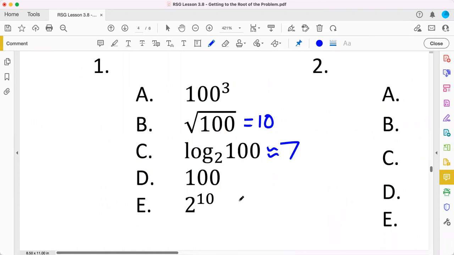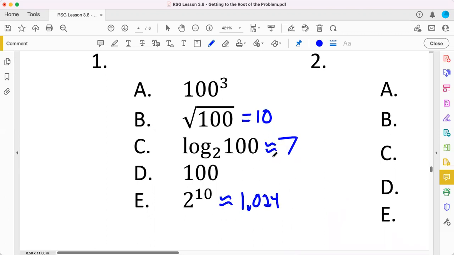100 is 100. And just because I know this, 2 to the 10th power is 1024. So from least to greatest, let's do this. 7's obviously the lowest. Then we're going to hit 10, which is B. We're going to then hit D, which is 100. And then we hit these large exponents, so E and then A. So in that order, from least to greatest.